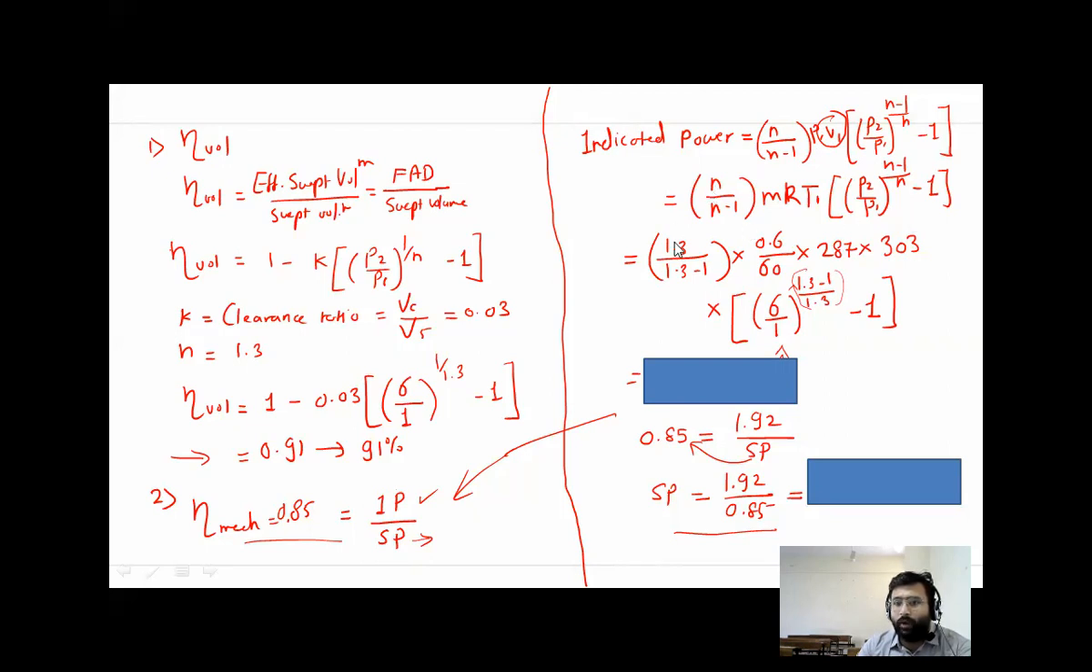Now N is known, 1.3. M is given 0.6 kg per minute, converted into kg per second by dividing by 60. R for air is 0.287. T1 is given 303. P2 by P1 is given, N is given. Calculate indicated power. Also write down, don't just calculate.